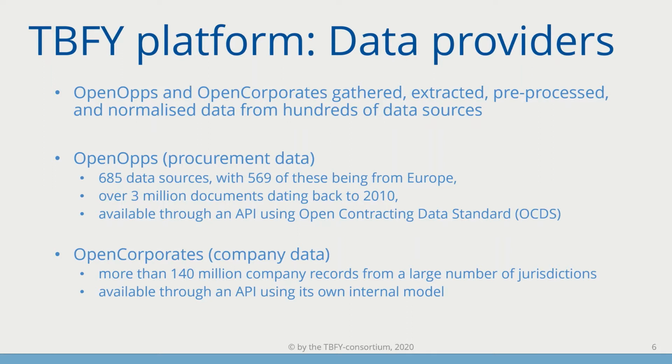Our second data provider, OpenCorporates, is actually our main data provider for the company data. They have more than 140 million company records from a very large number of jurisdictions. And this data is also available through an API using its own internal model. They basically get this data from national company registers and other regulatory sources.